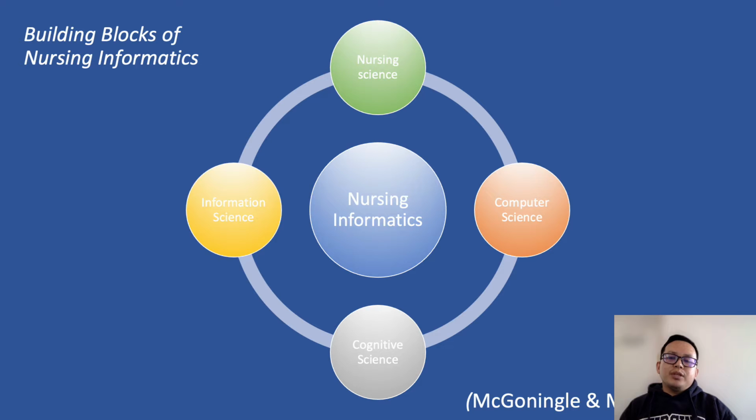McGonigal and Maestrian 2021 added cognitive science. Presented to you in the slide are the building blocks of nursing informatics. As you can see, surrounding nursing informatics are 4 circles. In the previous models, there were only 3, but in the new model by McGonigal and Maestrian, they added cognitive science. What is cognitive science? We'll talk about that later. Each represents the building blocks.